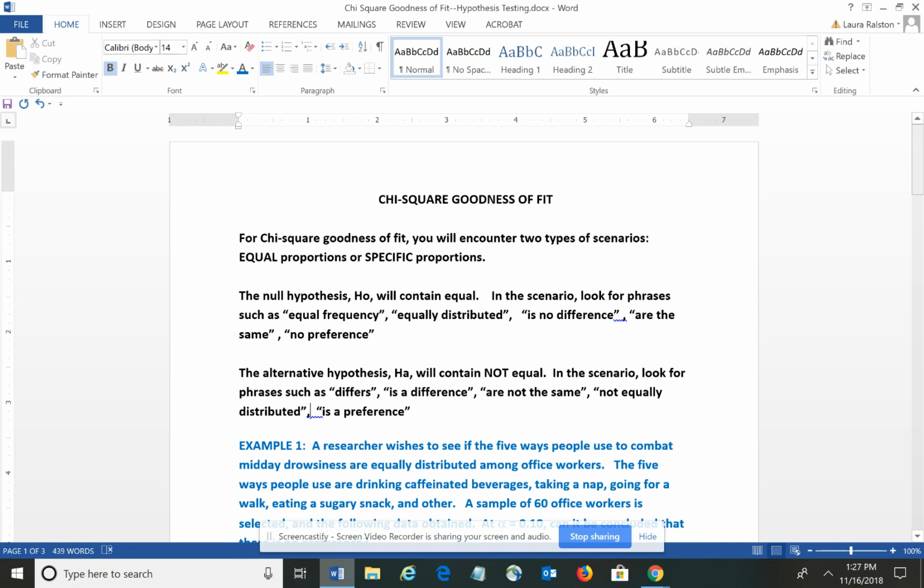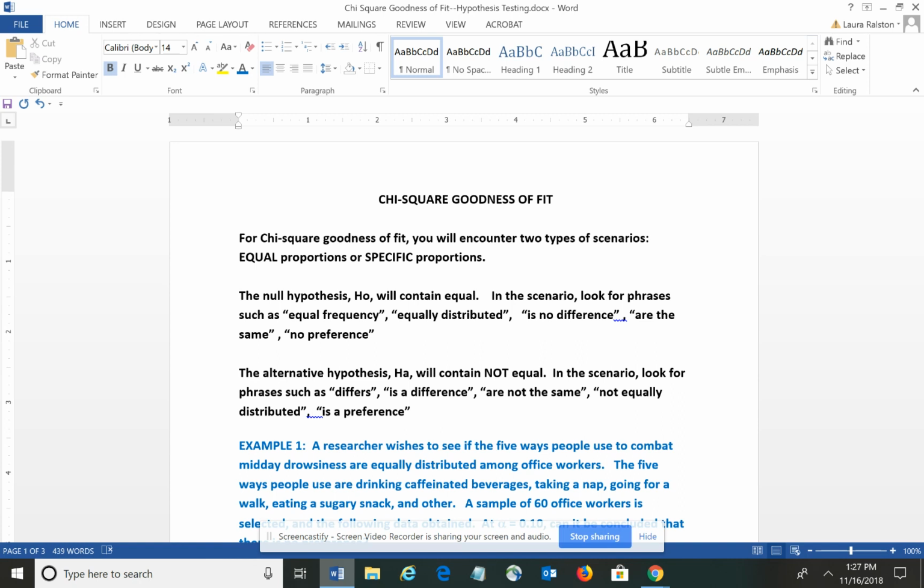Many of you seem to be having trouble identifying the null hypothesis and the alternative hypothesis, one of which has to be stated in the given scenario. In the case of chi-square goodness of fit, that null hypothesis will contain equal. That's the only option you have. So in the scenario, you want to look for phrases like equal frequency, equally distributed, there is no difference, are the same, or no preference.